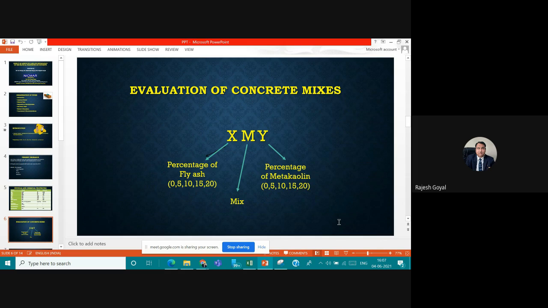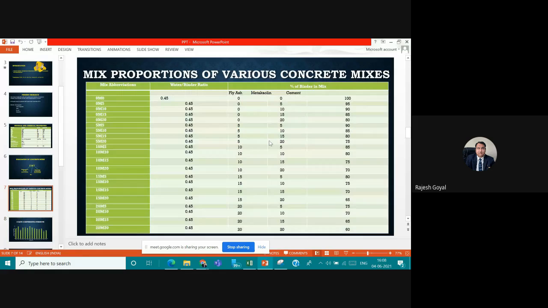Here is the nomenclature we have used for the various qualities of concrete with partial replacement of fly ash and metakaolin. We have taken replacement of fly ash from 0% to 20% at increments of 5%. Likewise, metakaolin is also taken from 0 to 20% at increments of 5%. In the nomenclature, the X digit is for fly ash, M stands for mix, and the Y digit is for metakaolin. So 0M0 means the control mix. Likewise, it is shown here.